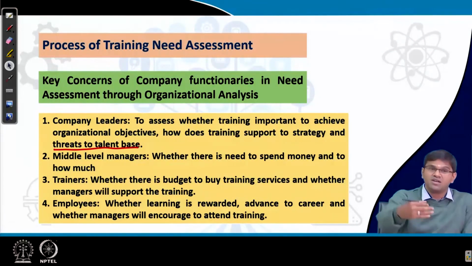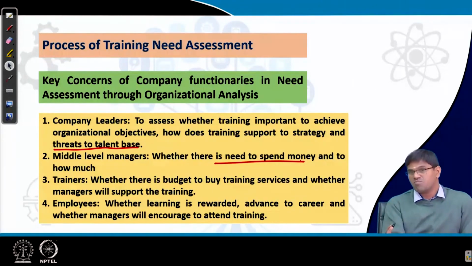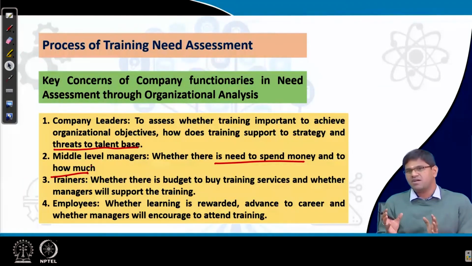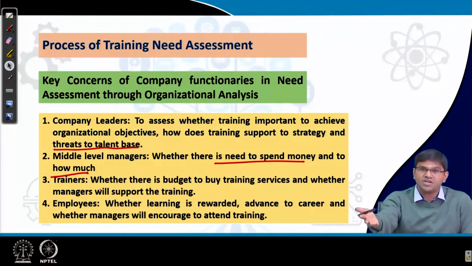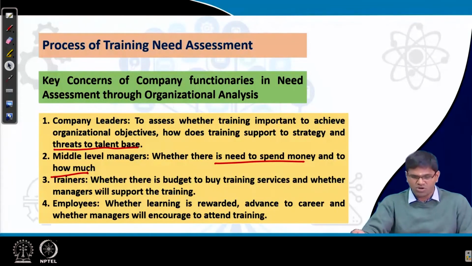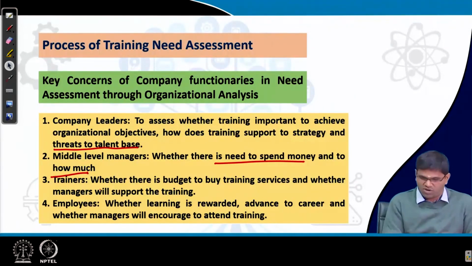Top management has to look at the relevance of the training to the goal and to the strategy. Now comes the middle level manager. Where there is a need to spend money to train the employees, and this is very important, then how much can I spend? I should look at the financial viability. Is there a need? If yes, how much can I spend? Then trainers: is there a budget to hire an outside agency or an academic institution, or trained people who can deliver this training program, or my managers who have certain skill sets who can actually conduct the training program? That has to be done.